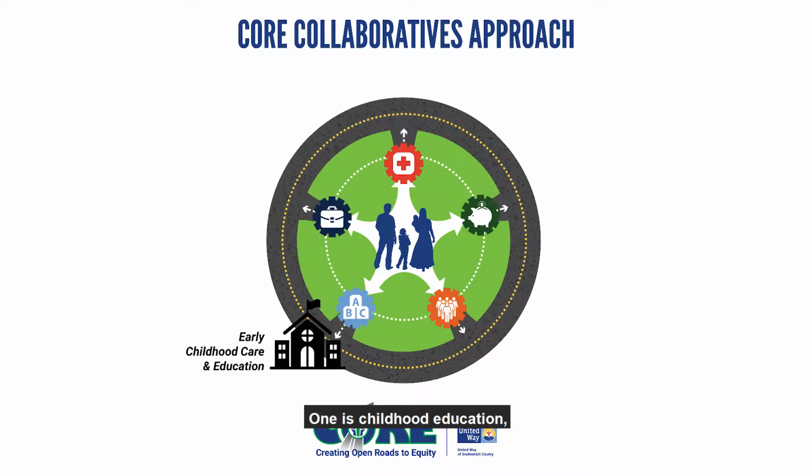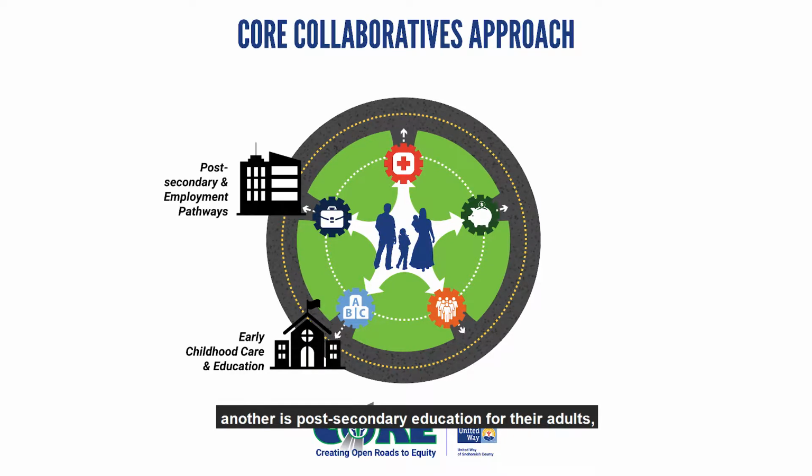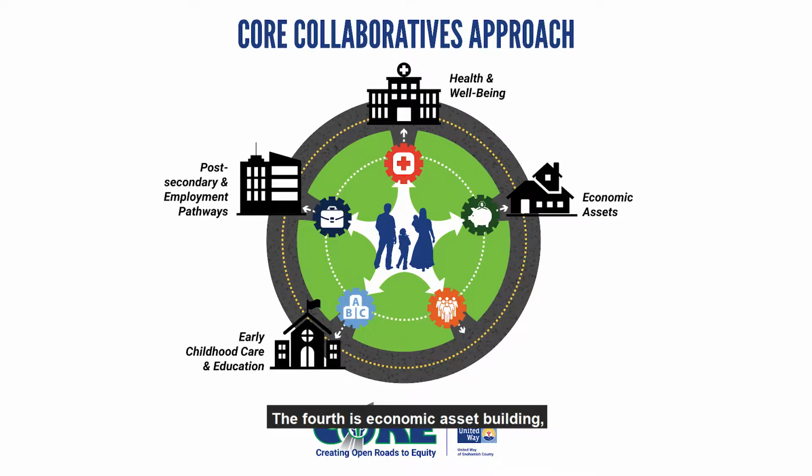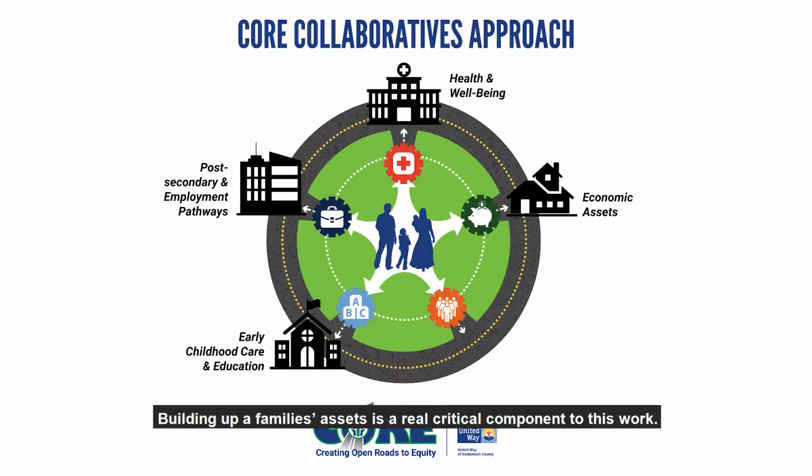One is childhood education. Another is post-secondary education for their adults as well as employment pathways. A third is health and well-being, including mental health. The fourth is economic asset building, which is really addressing housing and savings. Building up a family's assets is a real critical component to this work.